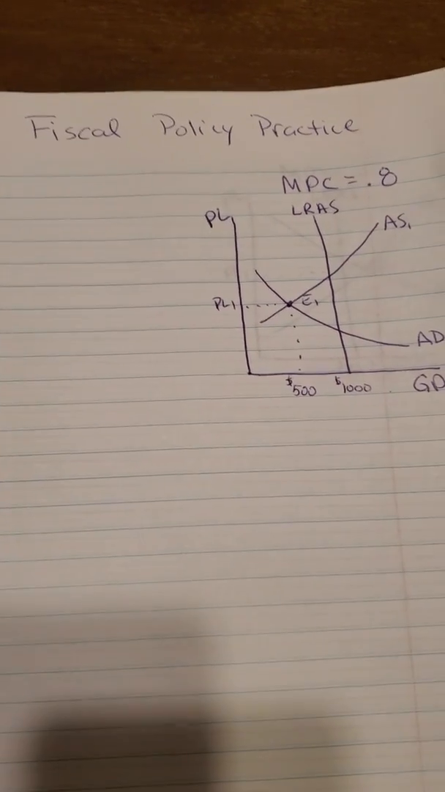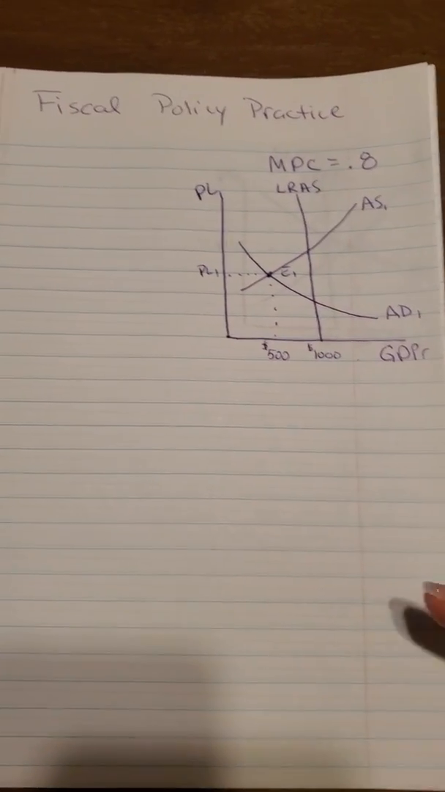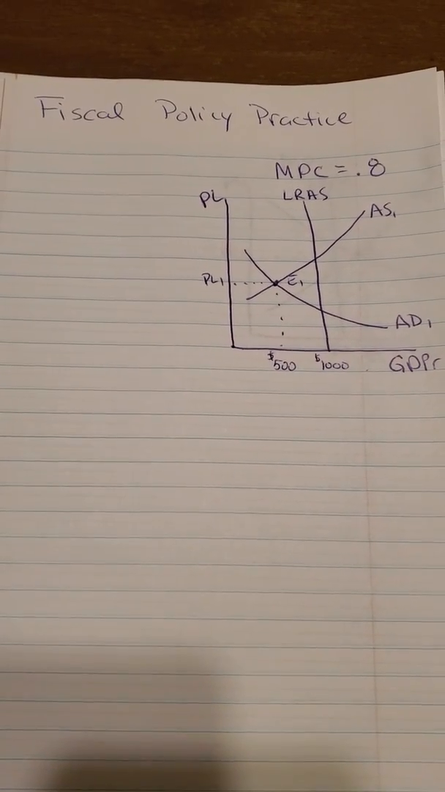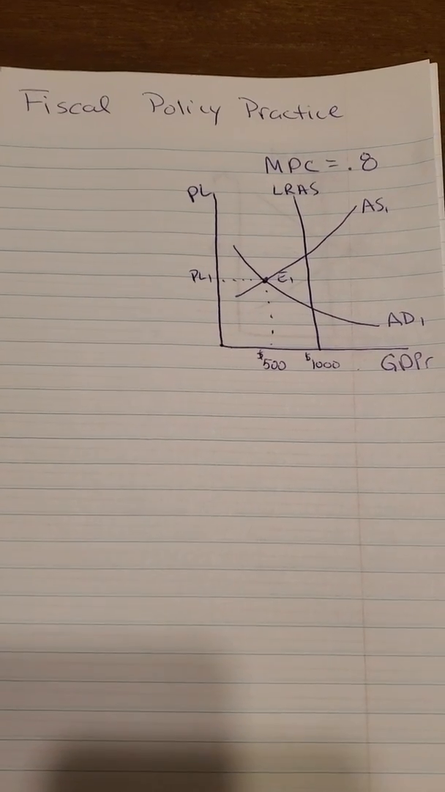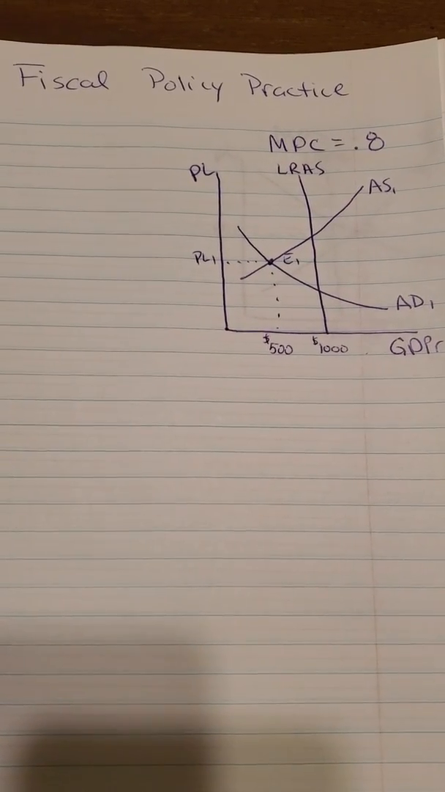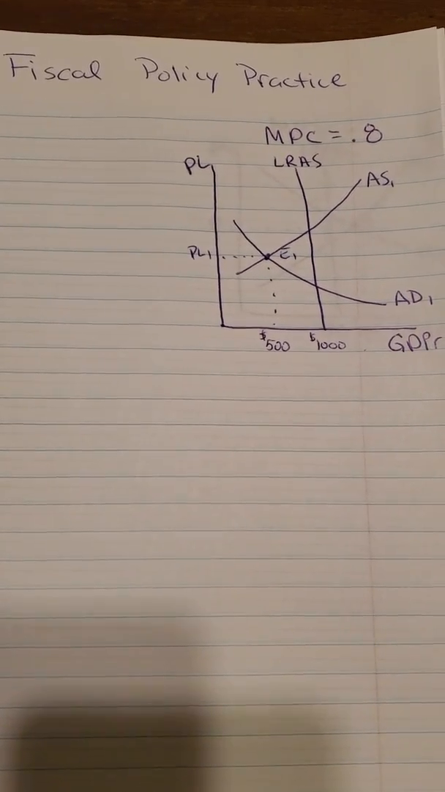Alright, hey guys, we're going to do a quick fiscal policy practice, kind of like the homework that y'all had, that you should have already finished, but in case you need a little help, here we go. Alright, so we're starting off with this graph right here. I'm going to go kind of in the format of the homework.